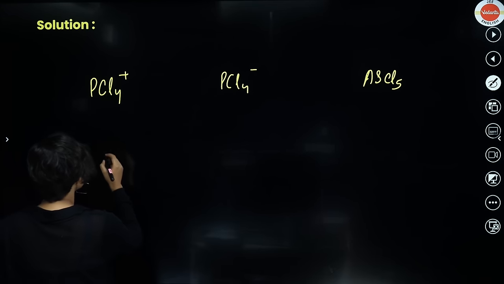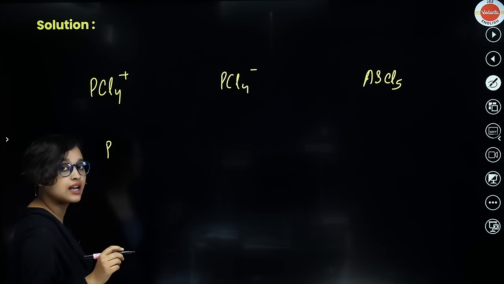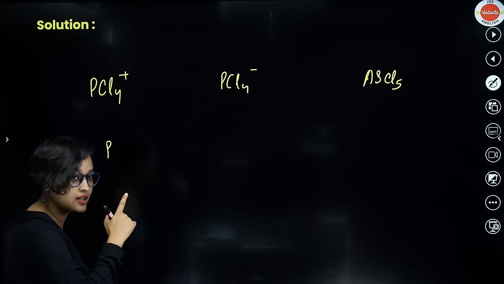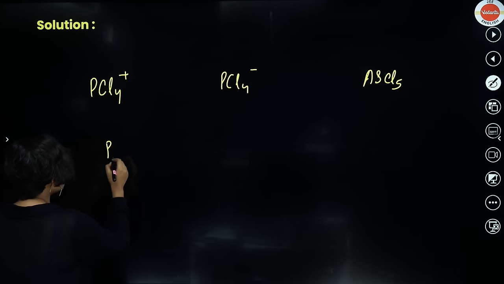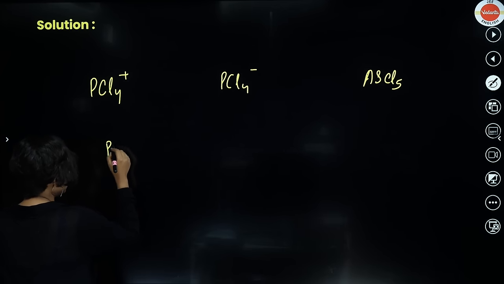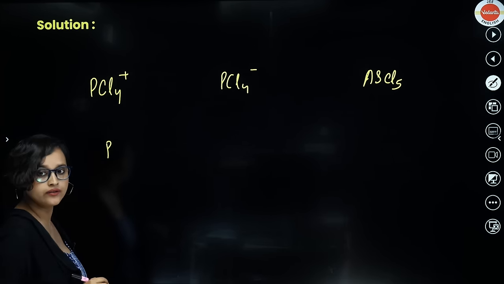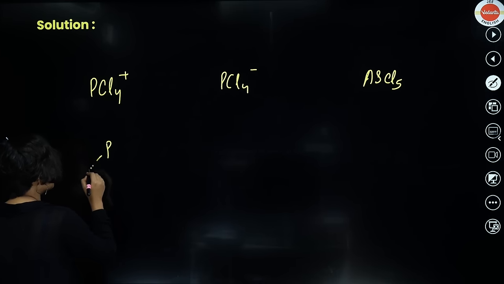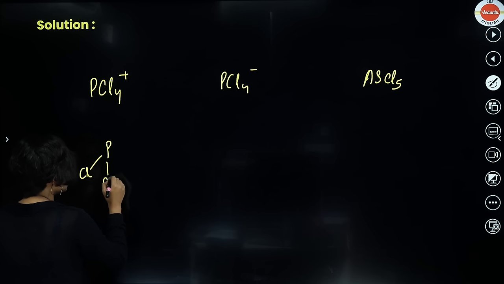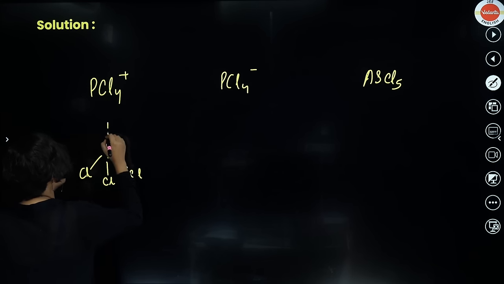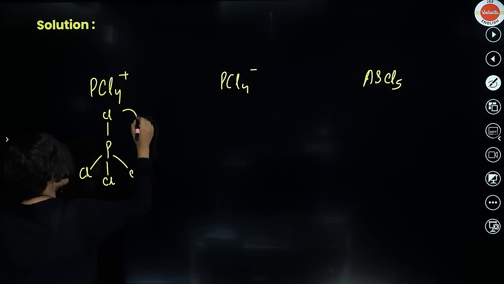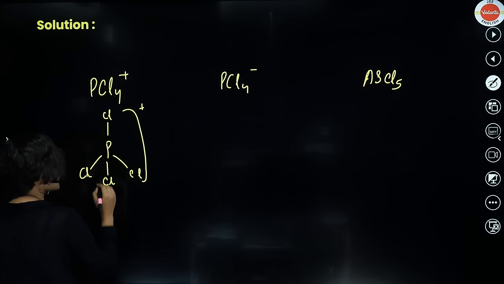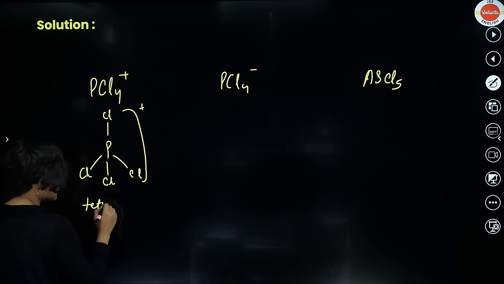Let's draw it. So, phosphorus has how many? P has 5 valence electrons, but it is plus, so one electron is gone. That means we can write it as Cl, Cl, Cl and Cl together here, and write plus here. So this is what? This will be tetrahedral.